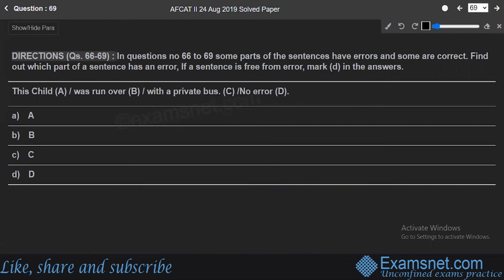That is question number 69. This child was run over with a private bus, and D if there is no error. So see, this child was run over with a private bus. Again, I'm feeling something fishy here. This child was run over by a private bus. It should have been "by a private bus" instead of "with a private bus". So option C is the correct answer to this question.